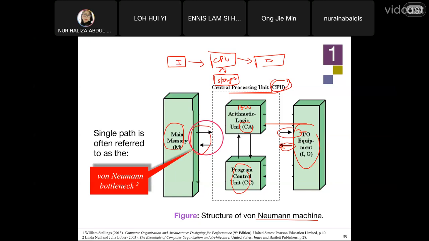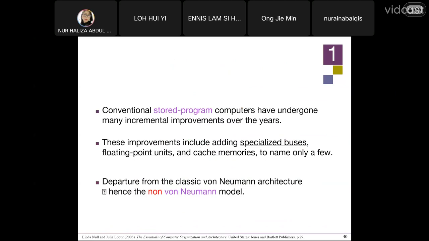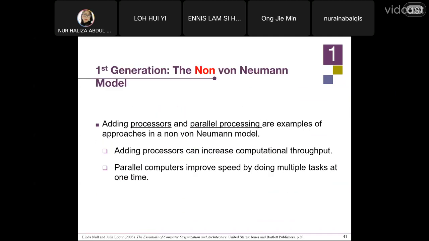Okay, so this is the von Neumann bottleneck, in terms of connectivity between main memory and your CPU. Conventional stored program computers have undergone many incremental improvements over the years. You read by yourself over here. In terms of the first generation non-von Neumann, adding a processor and parallel processing is approached by the non-von Neumann model. Adding processors can increase computational throughput, and parallel computers improve speed by doing multitasking at one time.